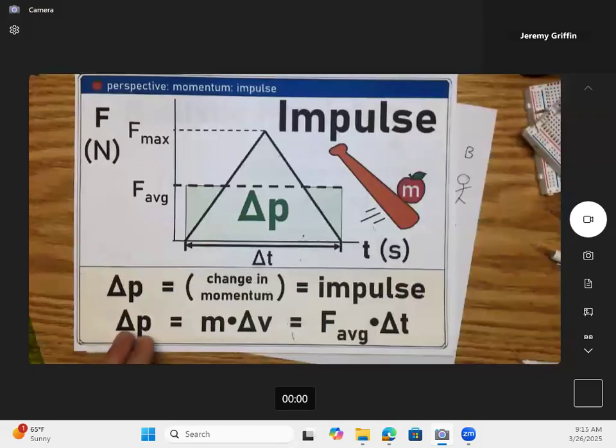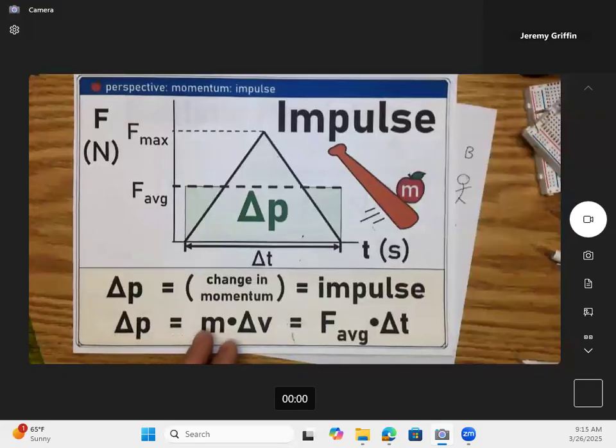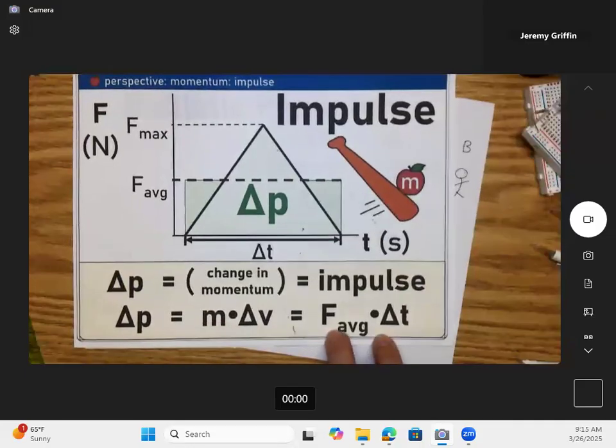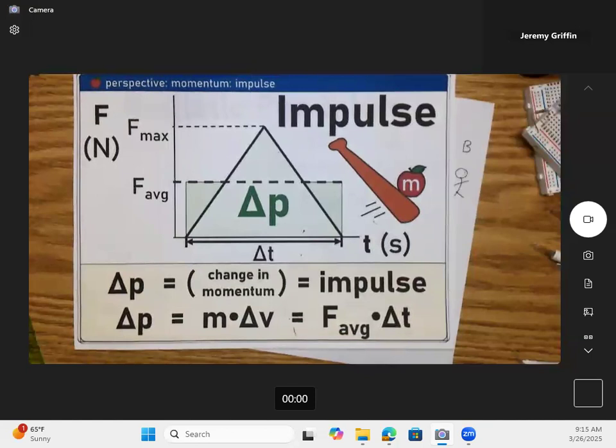And so here you go. Impulse, which is the change in momentum. Now, usually the mass of the object is constant, so it all goes to the change in velocity: mass times change in velocity. You get that by force times time interval, so average force times time interval. We'll do an application of this one.